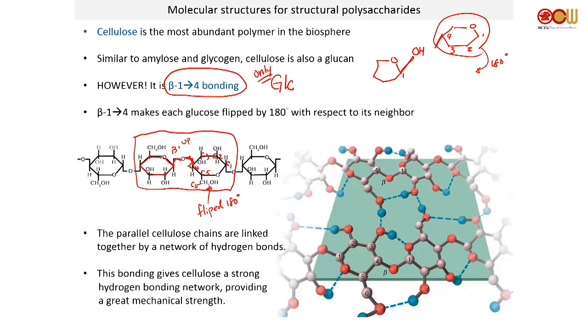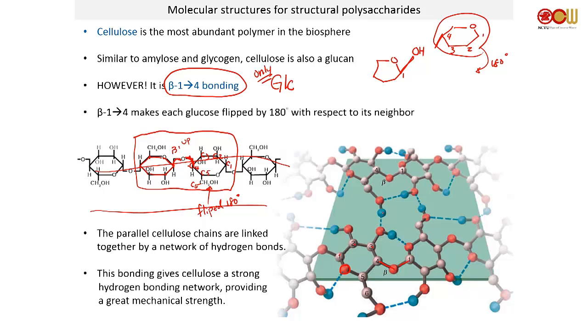Turns out it's because in the beta 1,4 linkage scheme, you end up with a lot of hydrogen bonds, a lot more hydrogen bonds between the different strands, different lines of the polymer. So for example, here we have, this is the oxygen, C1, 2, 3, 4, 4 points down. This is beta, so it points up.